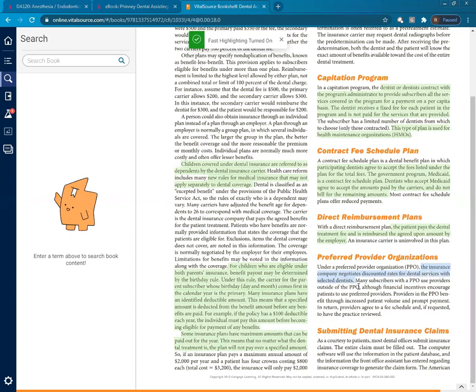If you go outside of the PPO, financial incentives encourage patients to use their providers. They will have increased benefits and prompt payment.